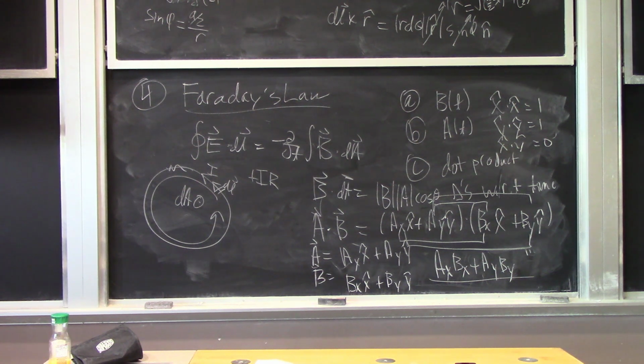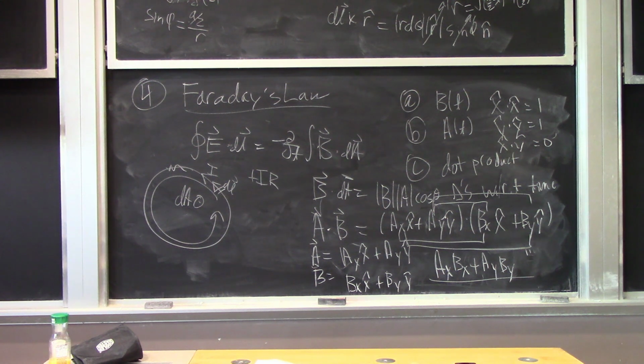This just picks off the x component, right? Because when I take this dot product, x hat dot x hat is 1, x hat dot y hat is 0, x hat dot z hat is 0. So when I do B vector as a function of time dot dA, this is just going to be equal to Bx dy dz. So that's an example of this.